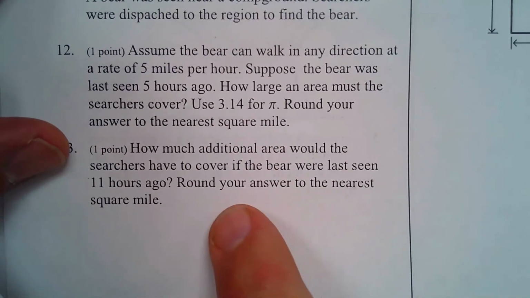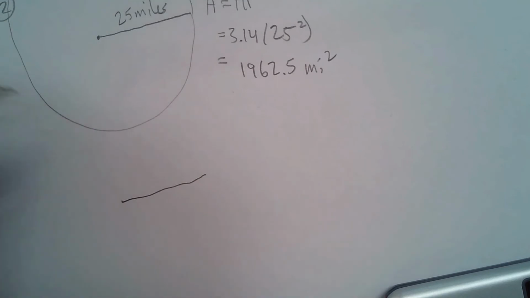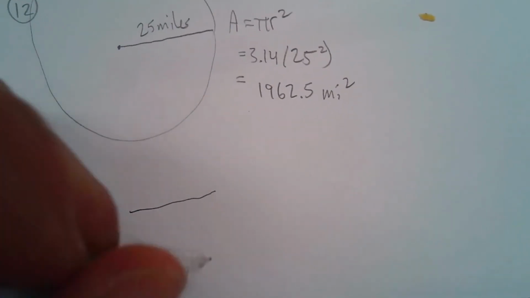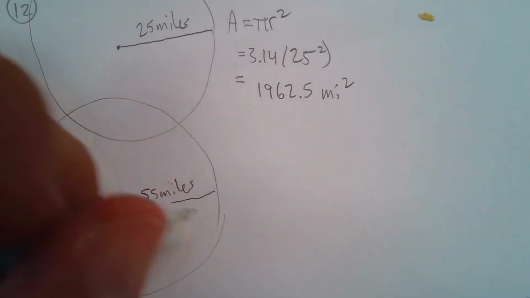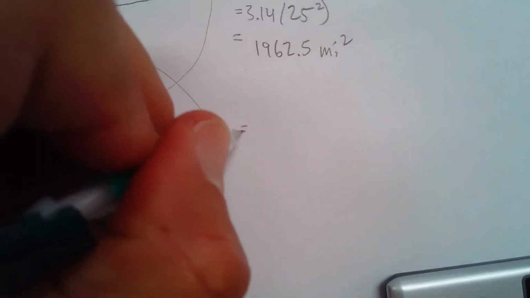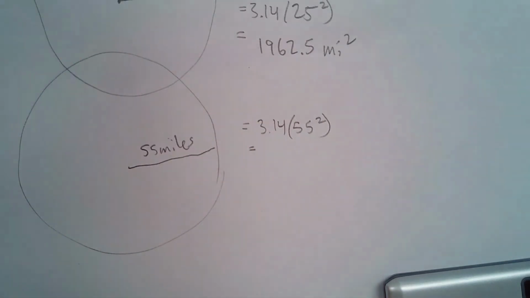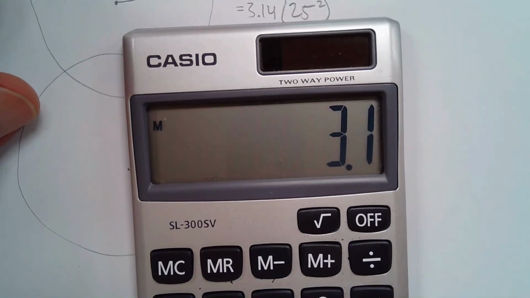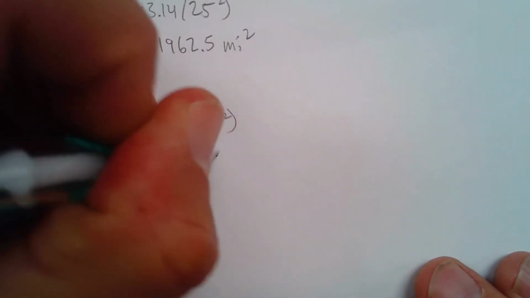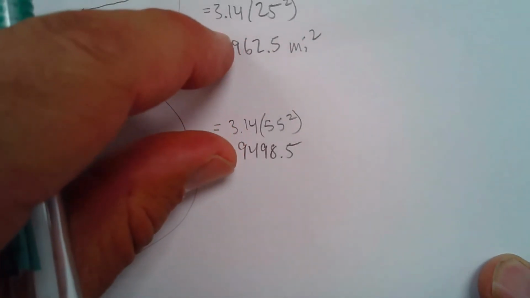The follow up to this is how much additional area would the searchers have to cover if the bear were last seen 11 hours ago? So we would have to do another one, and that'd be 5 times 11, which is 55. So it'd be 55 miles, and another circle. So we need 3.14 times 55 squared, which is 55 times 55 times 3.14, is 9498.5. And how much bigger of an area is that? Well, let's subtract these two.